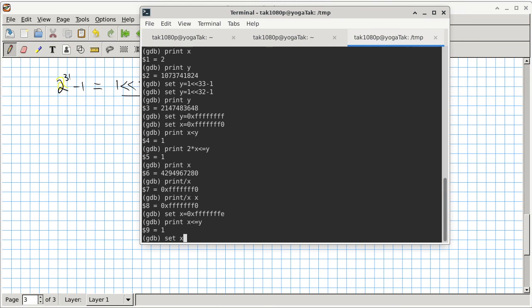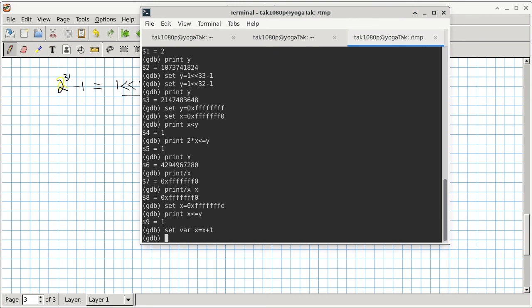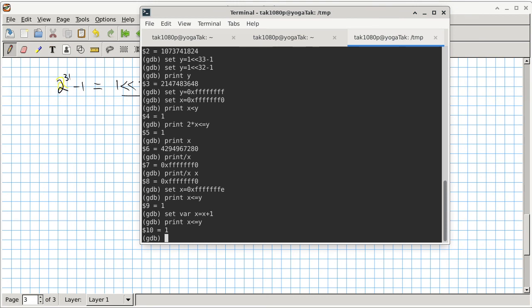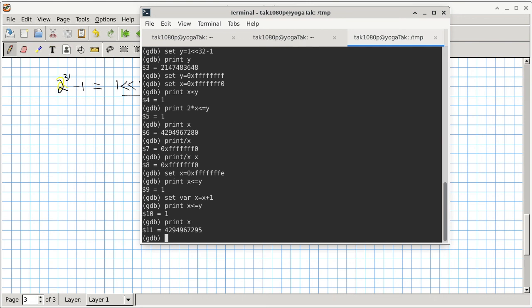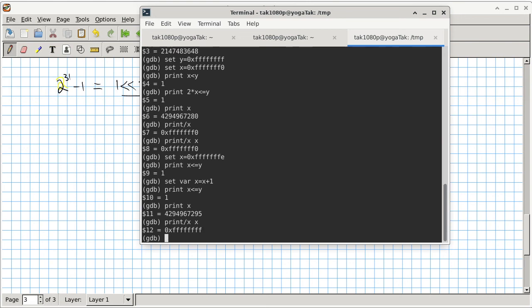Okay. We say, let's make x equal to x plus 1. And then we ask, is it still less than y? The answer is yes. In fact, let's check what x is at this point. In hexadecimal, it's all f's. So x and y are indeed the same. And so if you ask if x is less than or equal to y, the answer is yes. What do you think is going to happen when we add 1 to x one more time? What do you think it's going to become? 0. Yep, exactly. It wraps all the way around to 0.